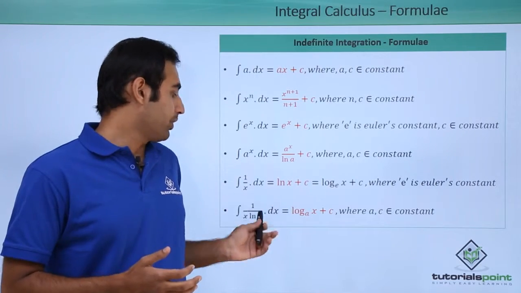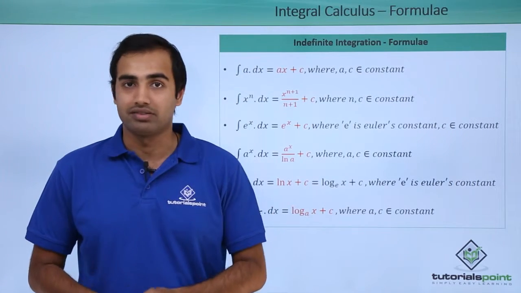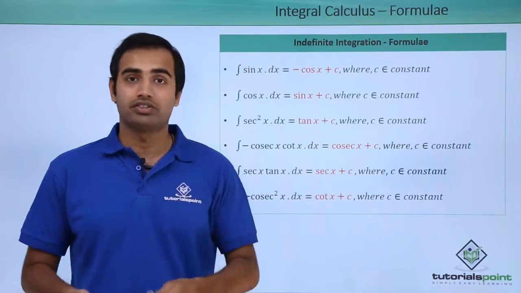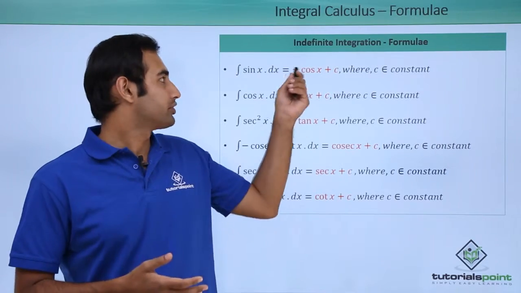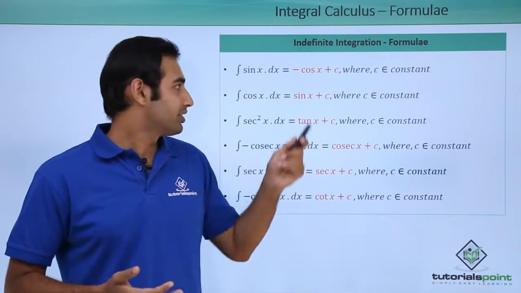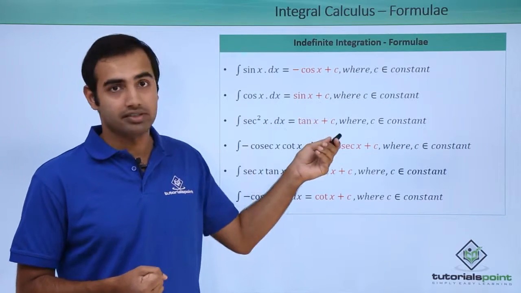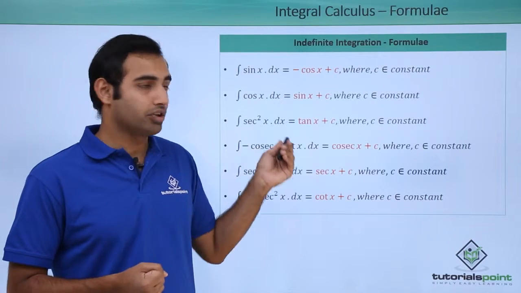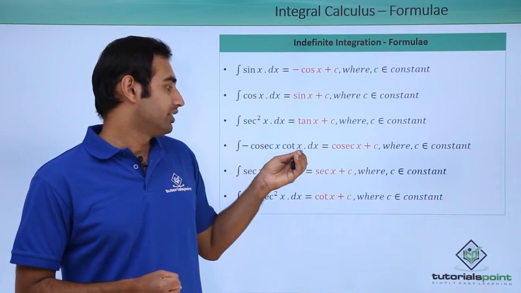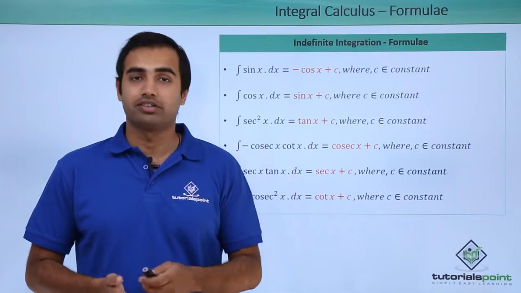Next, we'll talk about 1 by x ln a dx. The result simply comes out to be log of x on the base of a plus c. Going forward, integration of sin x simply is minus of cos x plus c. Why? Because derivative of minus cos x is simply sin x. Next, integration of cos x with respect to dx is nothing but sin x plus c. Next, integration of secant square x with respect to x is tan x plus c. Integration of minus of cosec x cot x dx is nothing but cosec x plus c. Integration of secant x tan x is nothing but secant x plus c. Integration of minus of cosec square x is simply cot x plus c.